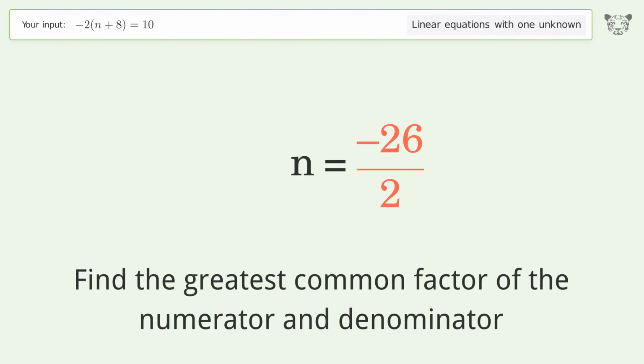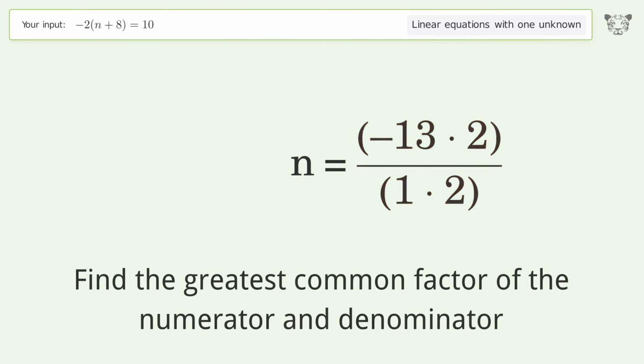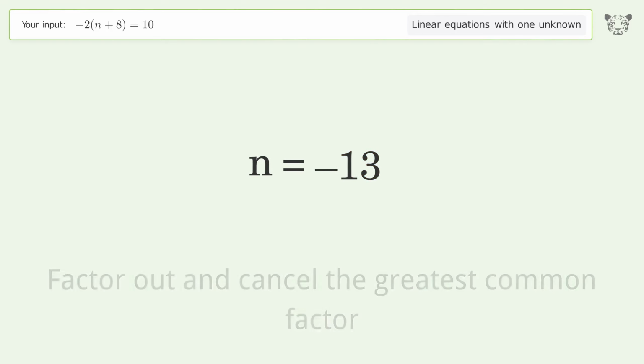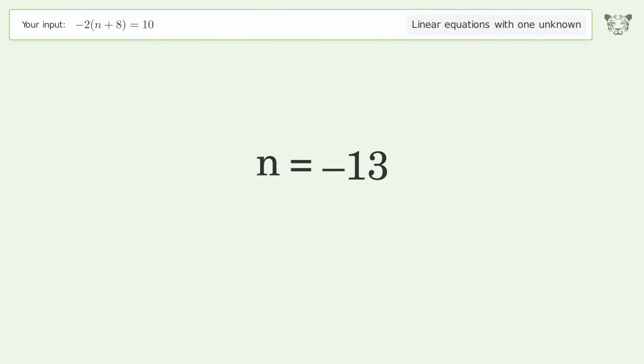Find the greatest common factor of the numerator and denominator. Factor out and cancel the greatest common factor. And so the final result is n equals -13.